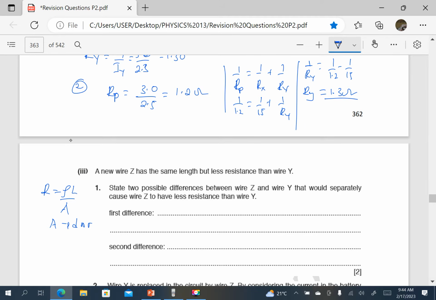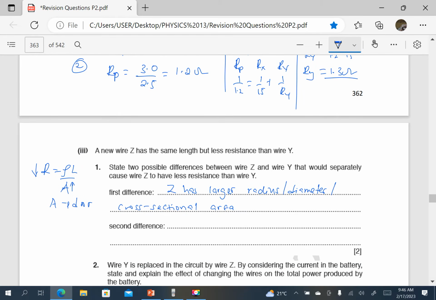So Z could be having a larger, because Z has a smaller resistance than Y, resistance is inversely proportional to cross-sectional area. Yet cross-sectional area is directly proportional to diameter or radius. Therefore, Z could be having a larger radius or diameter or cross-sectional area. So number 1, Z has a larger radius, diameter, or cross-sectional area. So if the area is greater, it means the resistance is going to be smaller.